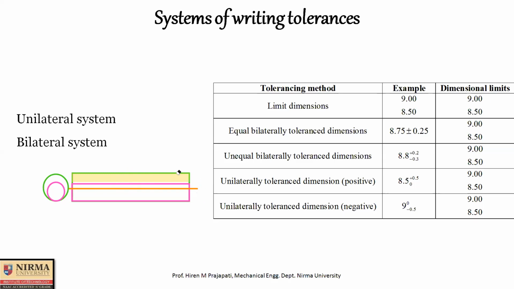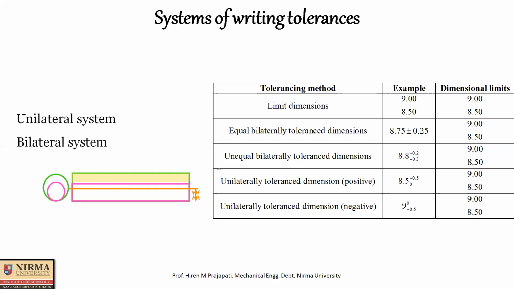So if you have this type of system, then this is what is called your basic size. Actually, this orange line is called your basic size, and now the entire yellow tolerance zone of the shaft is above basic size. So that's why it is called unilateral, because the entire tolerance zone is above basic size.